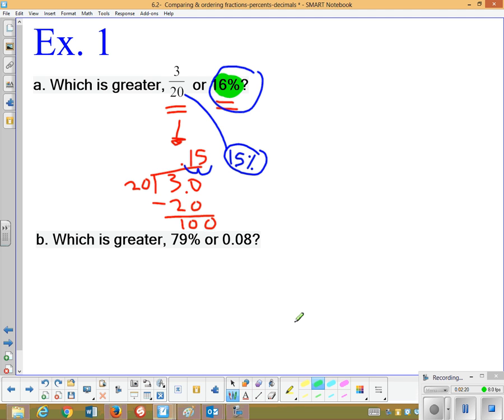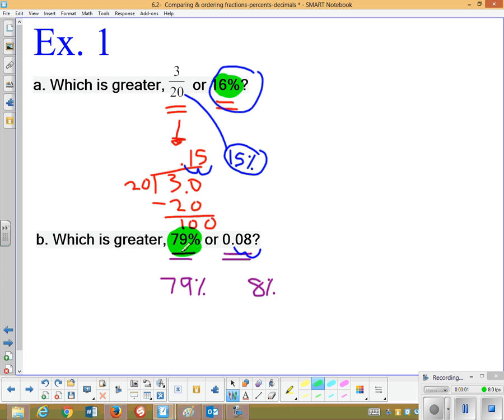In my next example, I have 79% and 0.08. Again, they have to be of the same kind of number. I have a percent and a decimal. They're not the same. To make them the same, decide either all percent or all decimal. I think I'm going to go with all percents because it seems like the best way for this problem. Since this is already 79%, I'll keep it at 79%. And for this one, all I need to do is move the decimal 2 places to the right, and I will get 8%. So let's compare the two. Which one's going to be the greater? Obviously, 79% is the greater one, so I'm going to choose 79%.